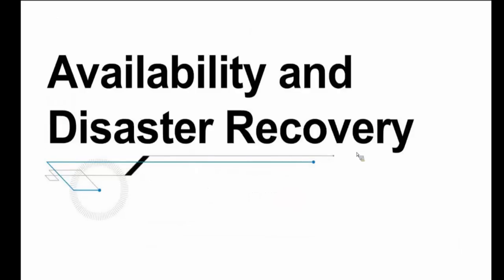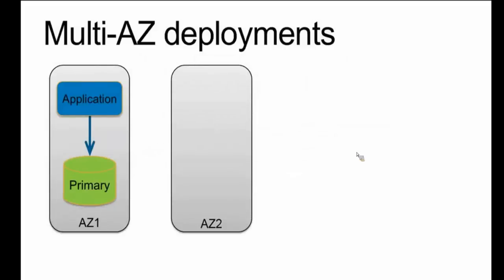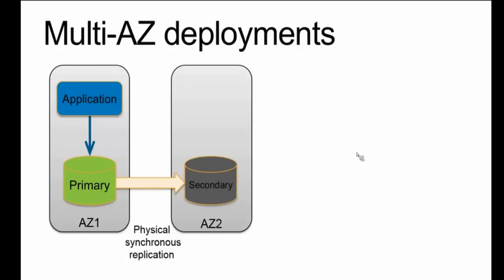Now we're going to move on to the topics of availability and disaster recovery. So high availability in RDS is implemented as a feature we call multi-AZ. This is where we have a region in EC2 that has multiple availability zones. You're running your application and your primary database in one AZ. And then in the second AZ, you're running a copy. It's a physical synchronous copy of your database. And this is something that we do for you. It's an option that you can turn on for your databases. We take care of all the setting up and maintaining of the replicas.